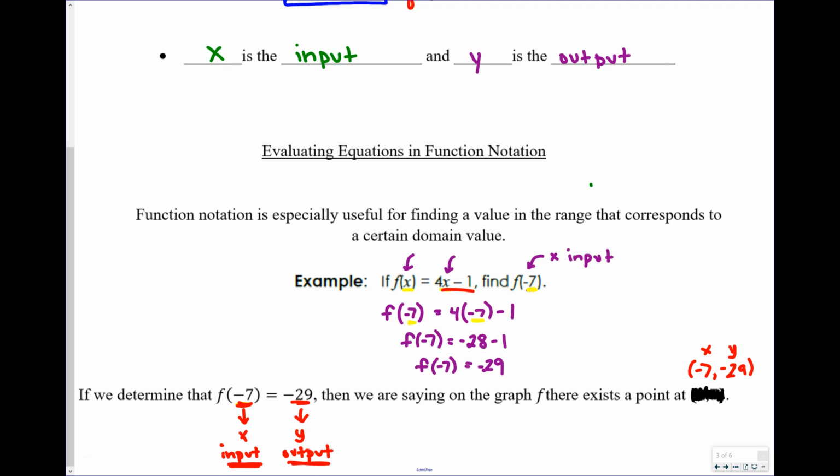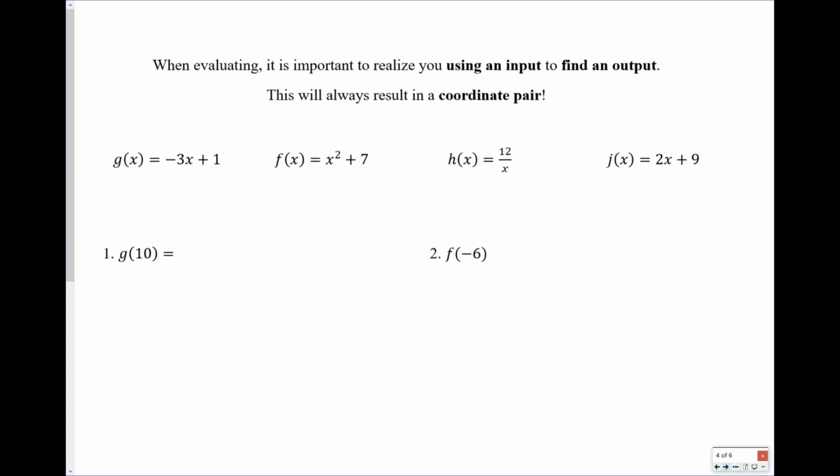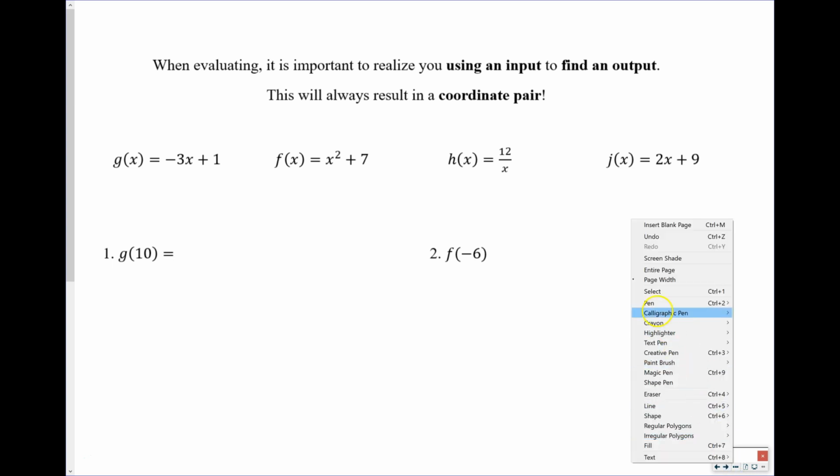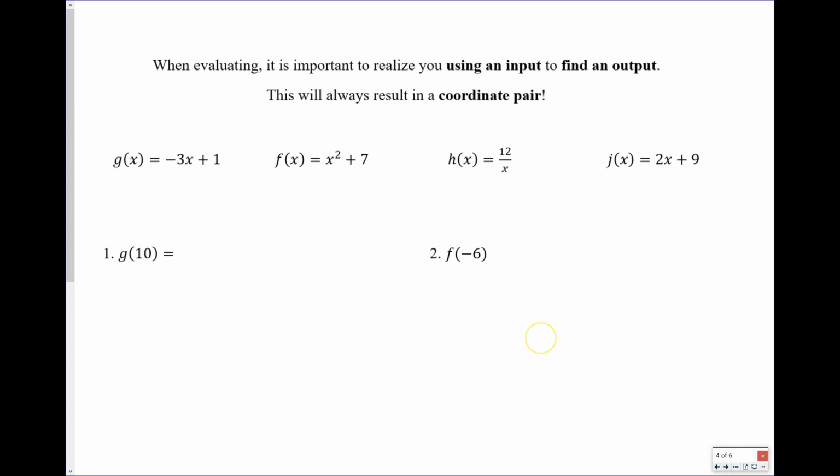Okay. So moving forward, I want to do a little bit of practice with this when we have a lot of different equations we're working with, a lot of different functions. So here I've got 4 different functions. I've got g, f, h, and j. So g, f, h, and j are all different functions. They represent different graphs. So when I look at function notation, when I look at this g of 10, that means it's going to go here with g of x.